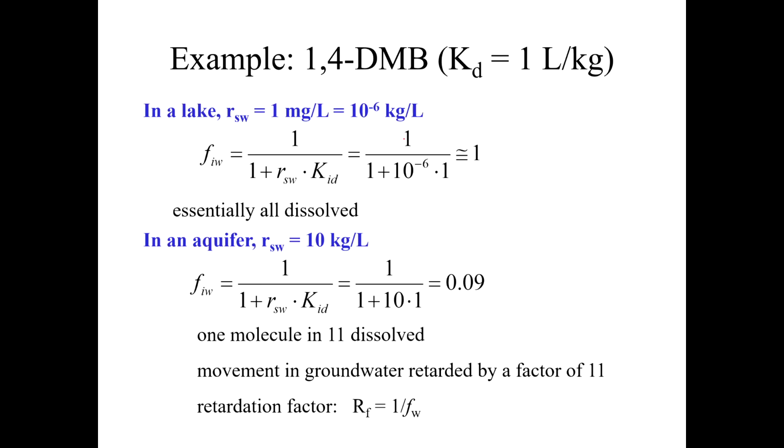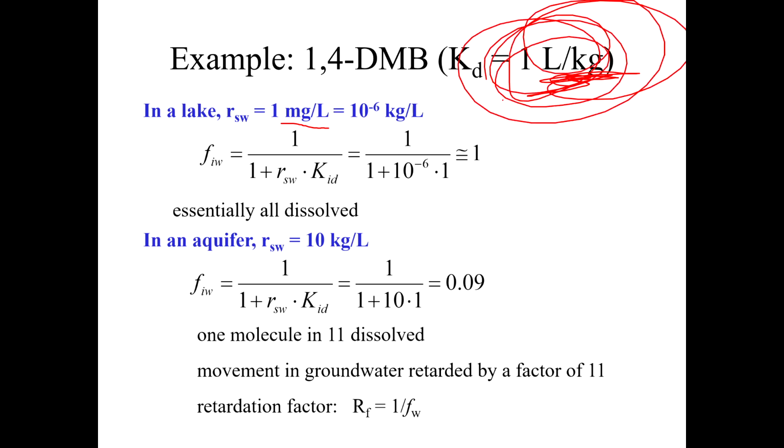So 1,4-dimethylbenzene, very conveniently, has a KD of 1 liter per kilogram. So that makes the math nice and easy. So the fraction in a lake where we only have 1 milligram per liter solids. Now, here's one of the really key things that you will always forget, and I will always take off points for. KD has units of liters per kilogram. Liters per kilogram. Okay, and this is in milligrams per liter. If you want to multiply RSW by KD and get some dimensionless fraction, you got to convert these units to kilograms per liter. Don't forget to do it. I will take points off.